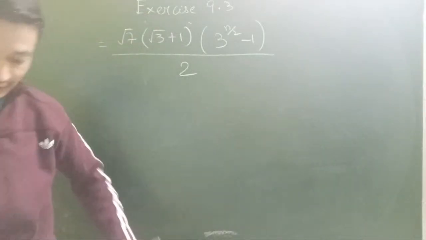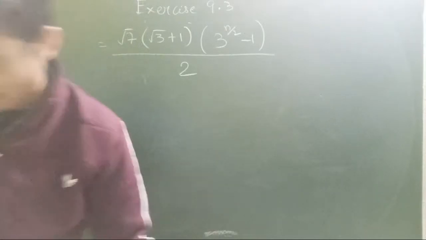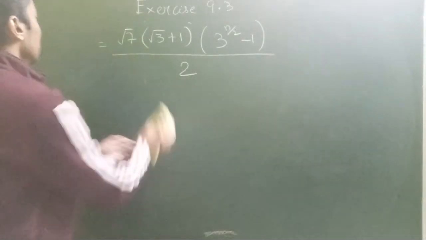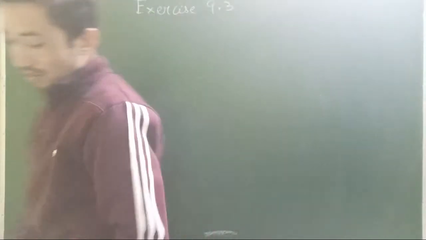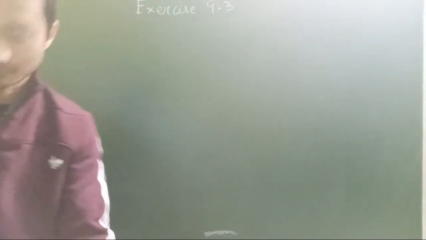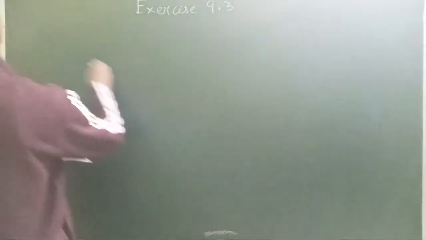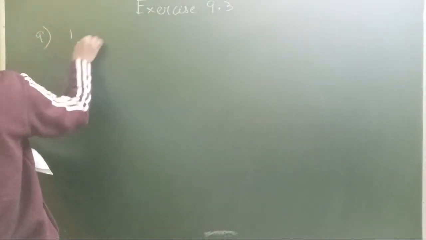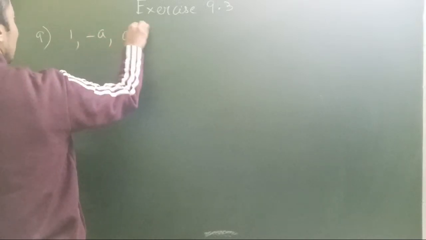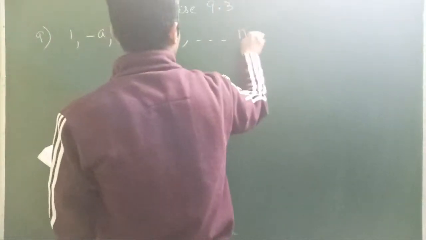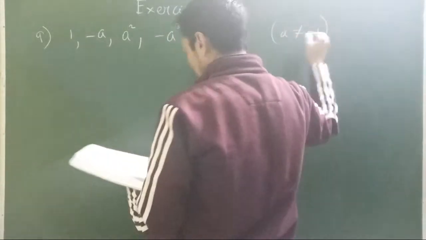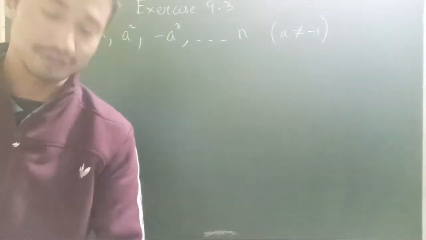Okay, let's move on to the next question. This is a good question. Of course, all questions are good, but we will learn something here. Alright, ready? The series is 1 minus a plus a square minus a cube, and so on, up to n terms. They have given that a is not equal to minus 1. Take it. If a is not equal to minus 1, no problem.